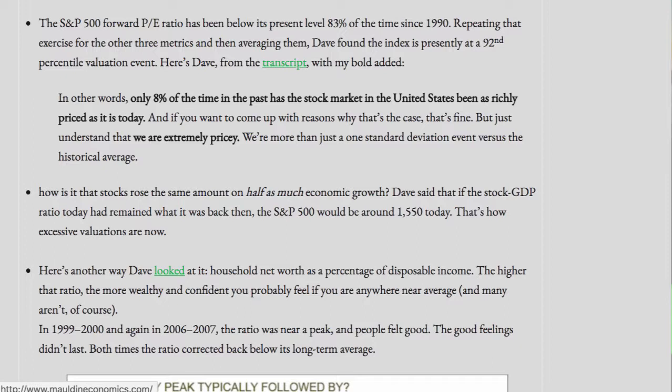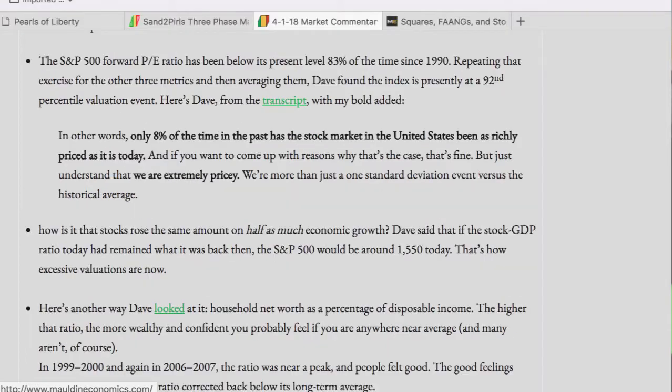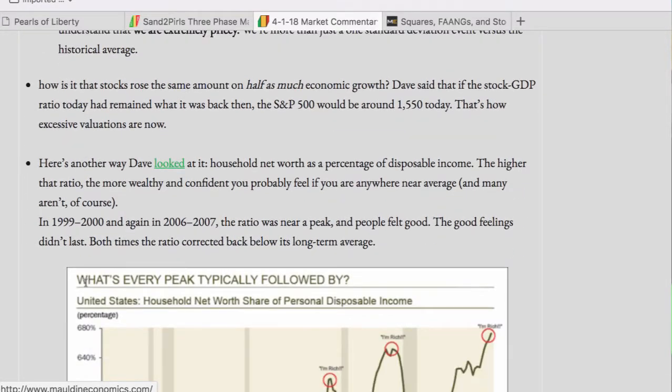In other words, only 8% of the time in the past has the stock market in the United States been as richly priced as it is today. And if you want to come up with reasons why that's the case, that's fine. But just understand that we are extremely pricey. We're more than just a 1 standard deviation event versus the historic average.